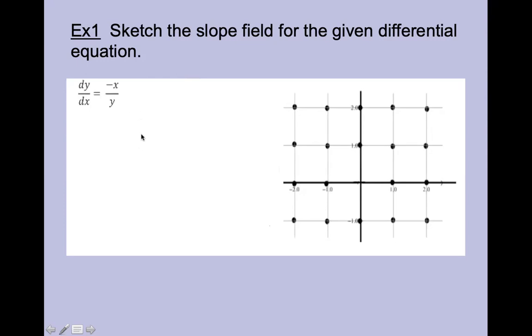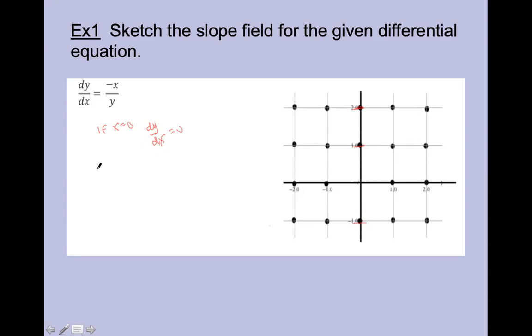And if I look here, I will get a slope of 0 whenever x is 0. So if x is 0, then dy dx is 0. So all the places where x equals 0, I'm going to have 0 slope. And remember, to show a 0 slope, we just draw a little horizontal line. So every one of these dots where x is 0, I'll have a horizontal line.